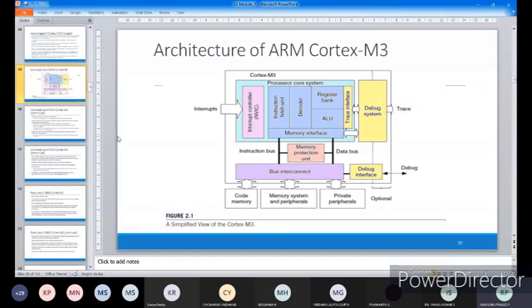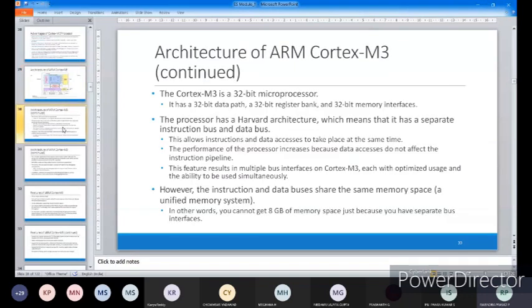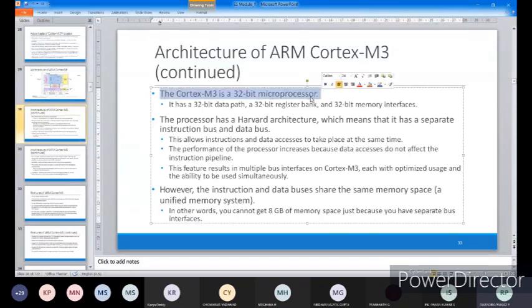A few things are mandatorily required, such as the memory part. Applications will follow different types of memory. Now we are going to observe the architecture of ARM Cortex M3. You can observe here that the Cortex M3 is a 32-bit microprocessor. It has a 32-bit data path, a 32-bit register bank, and a 32-bit memory interface.